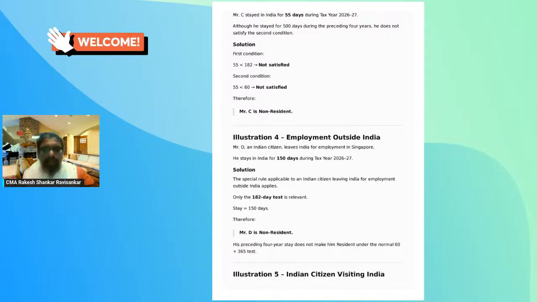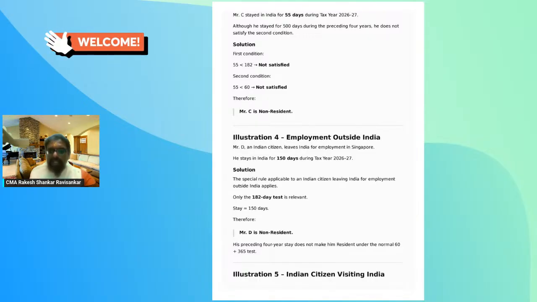Illustration 4. Mr. D, an Indian citizen, leaves India for employment in Singapore. He stays in India for 150 days during the tax year 2026-27. Whenever a person is leaving India for the purpose of employment, we only have to check the 182 days test. In the second condition, the 60 days is substituted with 182 days. So check whether the person has stayed in India for 182 days. Here, no. So automatically, Mr. D becomes a non-resident.